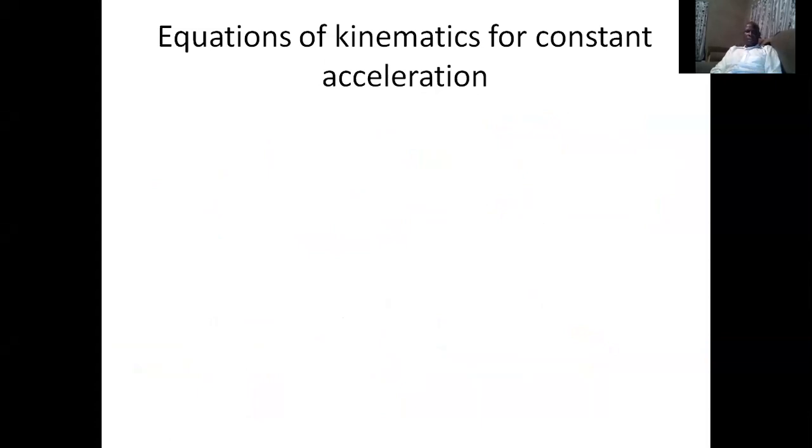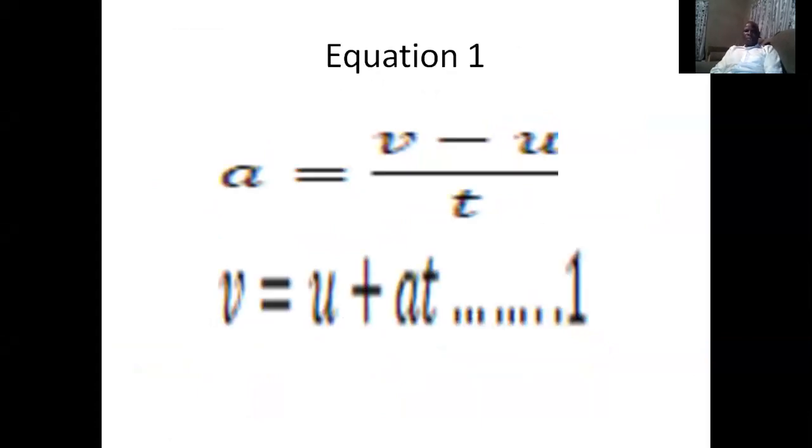So as I said, we are looking at the equations of kinematics for constant acceleration. And so look at equation number one. Basically, equation number one helps us to find the basis for other equations. So we know that acceleration is equal to the final velocity, where V stands for final velocity, minus U, the initial velocity, over time. The final velocity is the velocity at the end, while initial velocity is the velocity at the starting point.